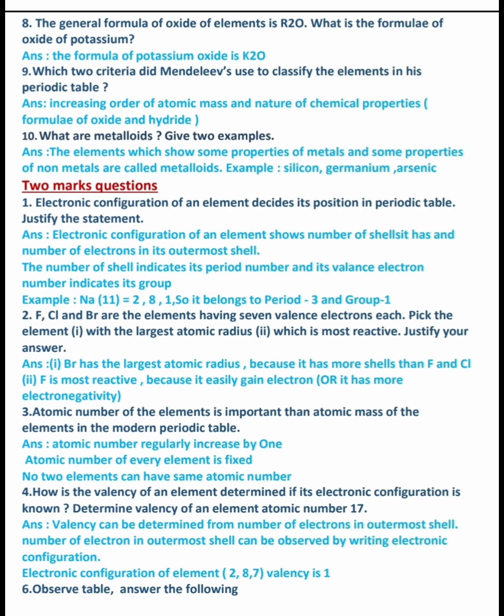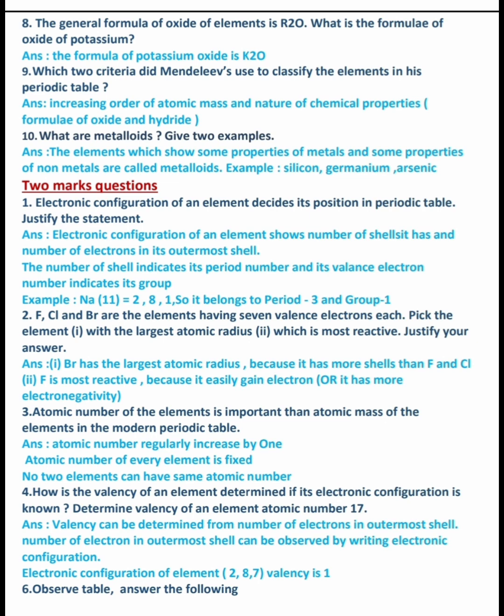Two marks questions. The electronic configuration of an element decides its position in the periodic table. Justify the statement. F, Cl and Br are elements having 7 valence electrons each. Pick the element with the larger atomic radius which is the most reactive. Justify your answer. The next question, the atomic number of elements is more important than the atomic mass of the elements. Why? How is the valency of an element determined if its electronic configuration is known? Determine the valency of an atomic element. Atomic number is 17, that is chlorine.